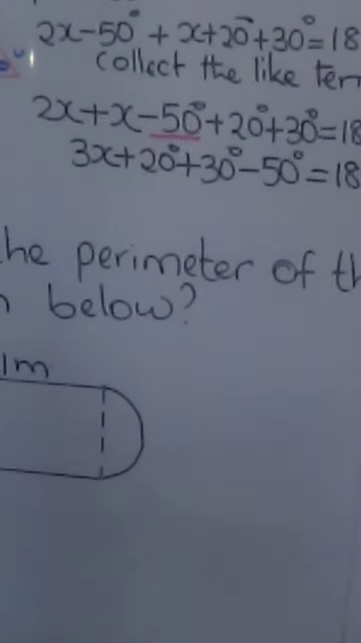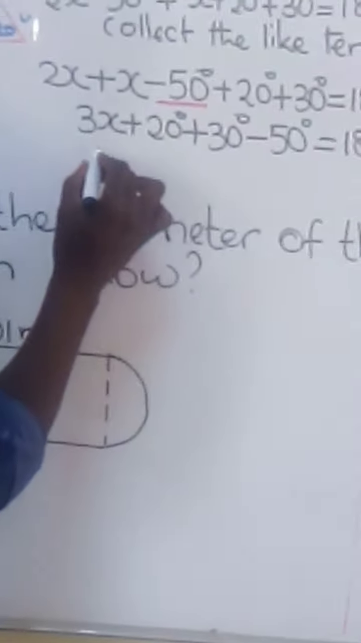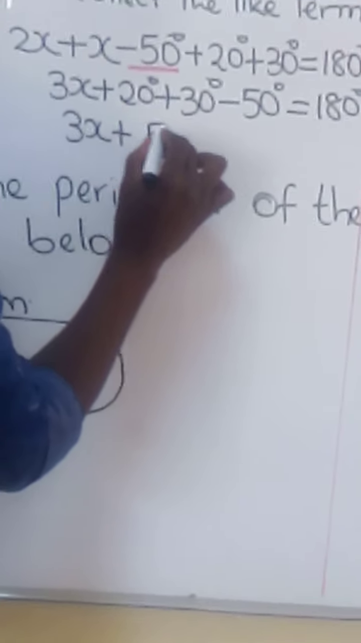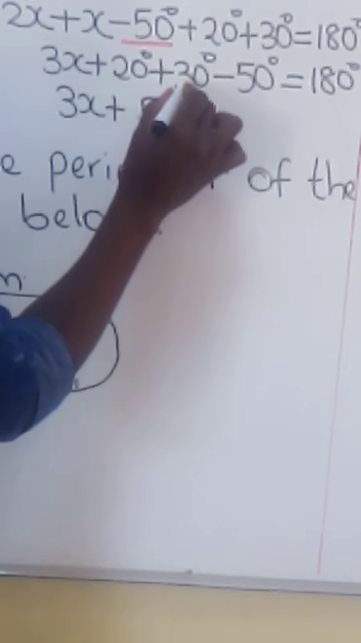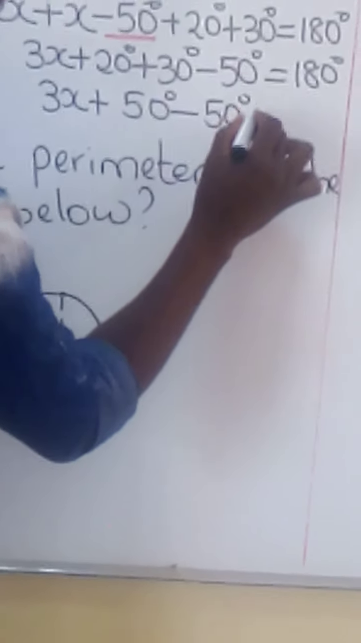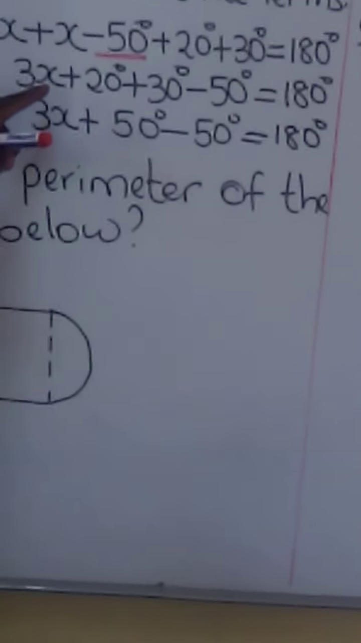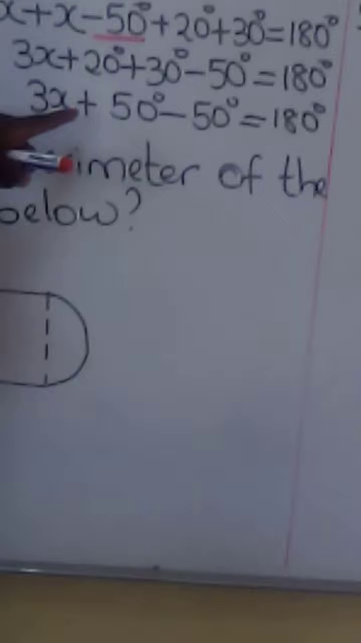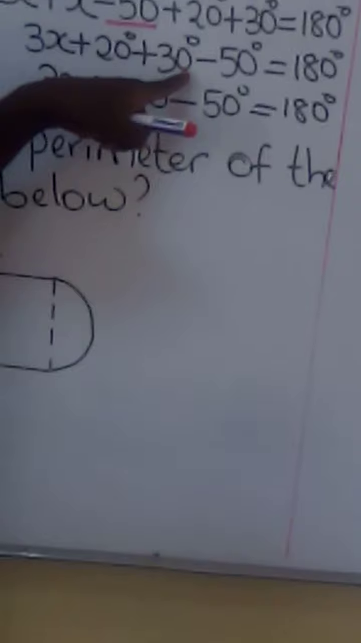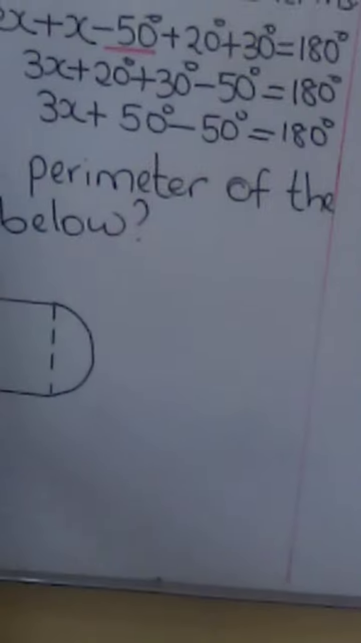Now, after doing that, we can now add and subtract. So that is going to be 3x plus 50 degrees. 20 plus 30, that is 50 degrees, minus 50 degrees, is equals to 180 degrees. I hope you have understood that this 50 degrees is the sum of 20 and 30. Then minus this 50 degrees should give us 180 degrees.